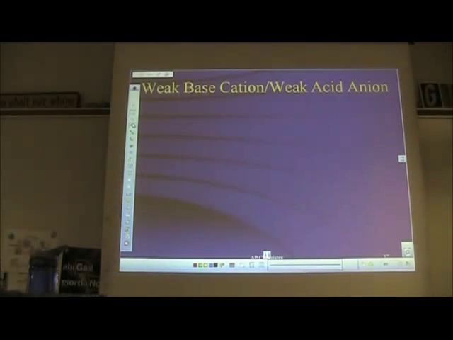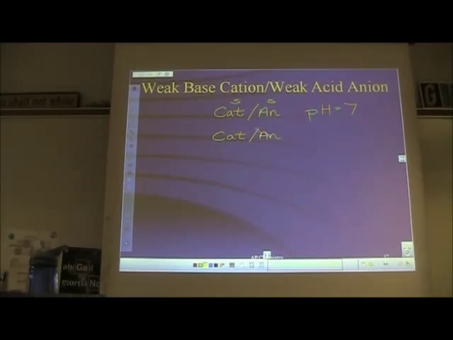Let's just summarize what we've done so far. Cation, anion. If we had a strong, strong, what was the pH? 7. Okay. If we had strong, weak, which we did last class, it's basic. This is an example of what we just did a problem with. Weak, strong, acidic.